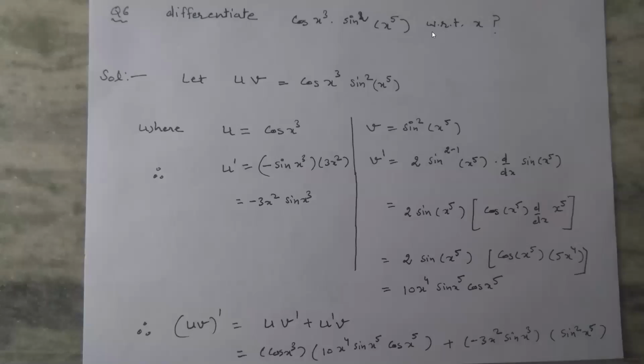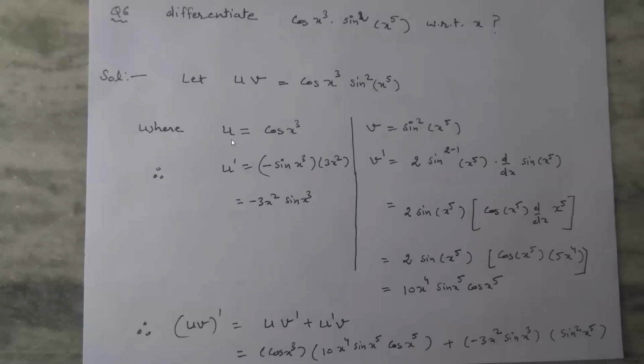Now we have question number 6. Differentiate cos of x cube into sine square of x raised to power 5 with respect to x. So this is the product rule, u into v. What is u? u is cos of x cube. What is v? v is sine square of x raised to power 5.